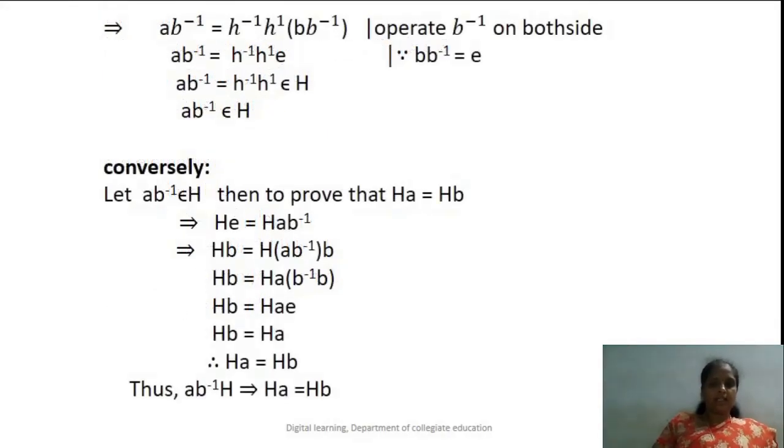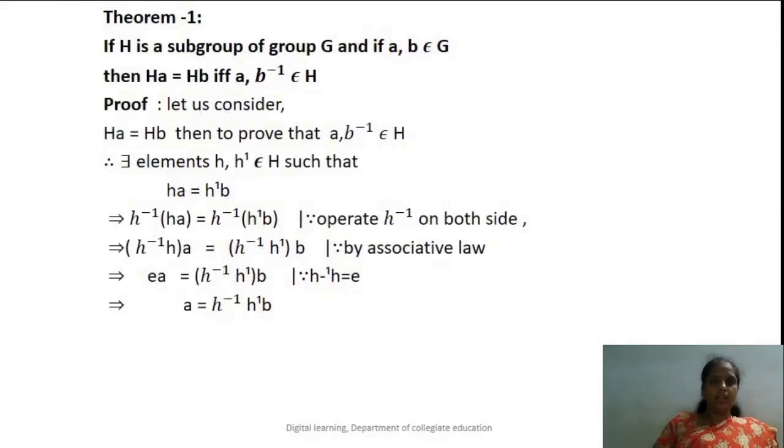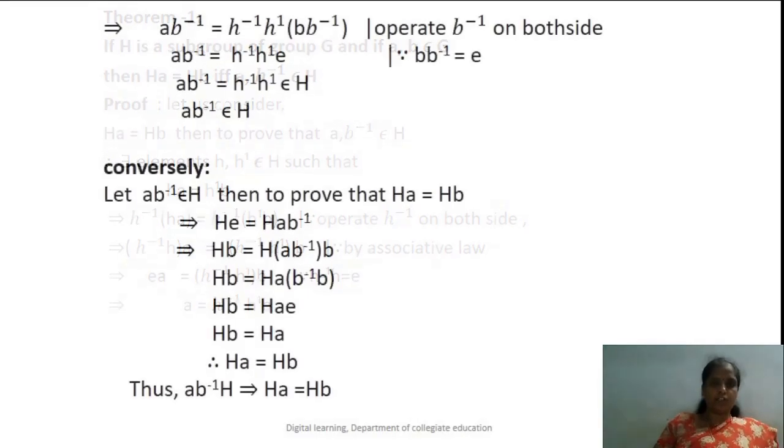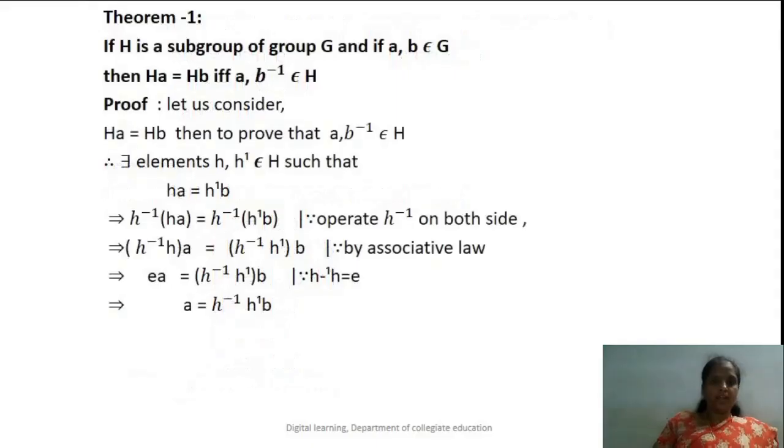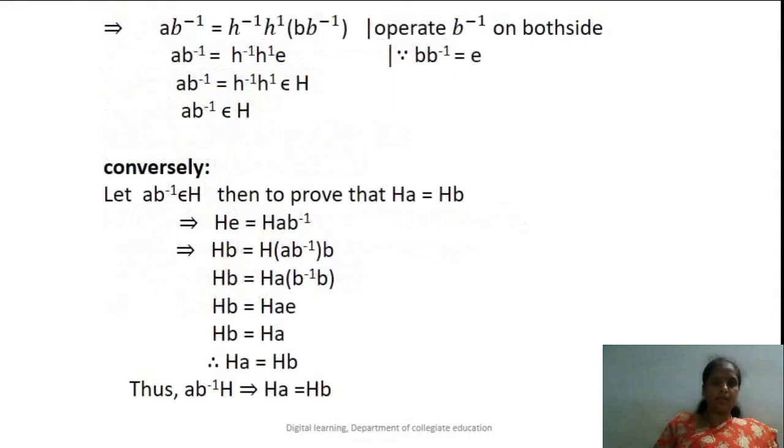Then actually we have to prove that AB inverse belongs to H. So we got A is equal to H inverse H dash B. Continuation: operating on both sides with B inverse, then AB inverse is equal to H inverse H dash.